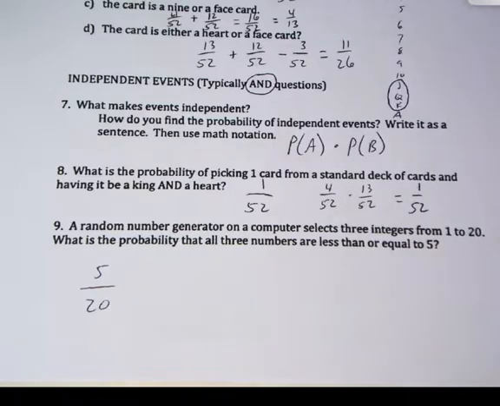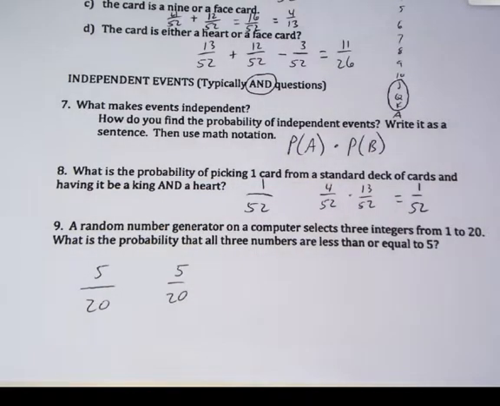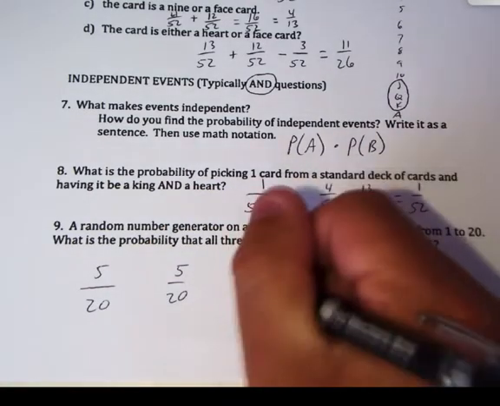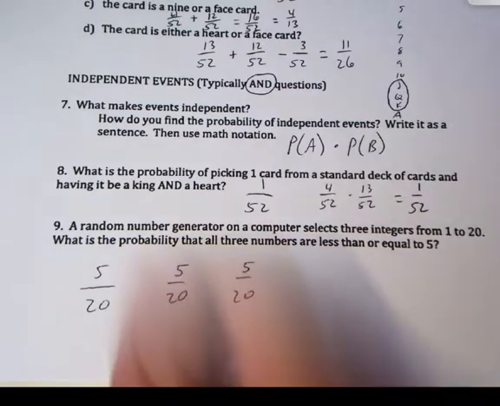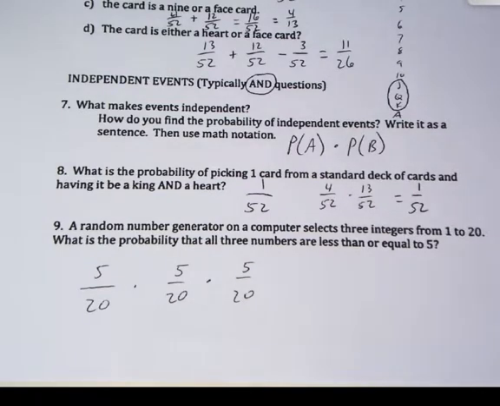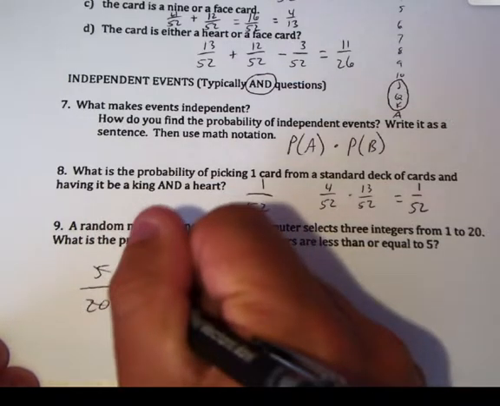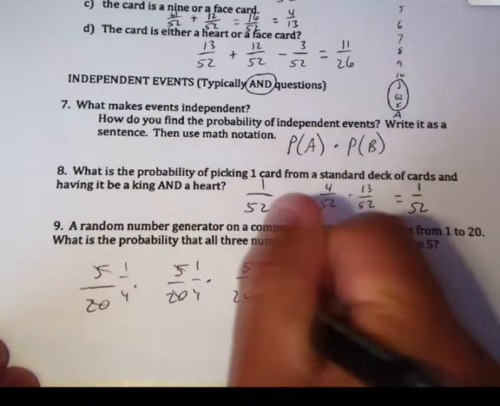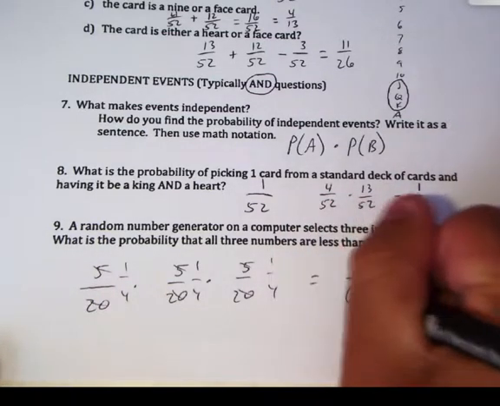Then I need the second one to be 5 or less. So we have another chance. And the numbers can repeat. It doesn't say they can't repeat. And then the third one, there's a 5 in 20 chance. So this is the probability, the first one. And then I need this to happen. And then I need this to happen. So I'm going to multiply these together. And again, we can reduce or whatever. 5 and 20 is 1/4. 5 and 20 is 1/4. 1/4. So we would get a 1 in 64 chance of it happening.